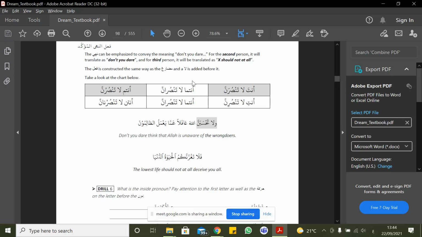So do we say fi mahalli in this case? This is fi mahalli maf'ul. Allahu is fi mahalli rafa. Ghafilan is fi mahalli rafa as well. And then that's the end of the jumla ismiya, and then we have amma ya'maluna zalimuna.